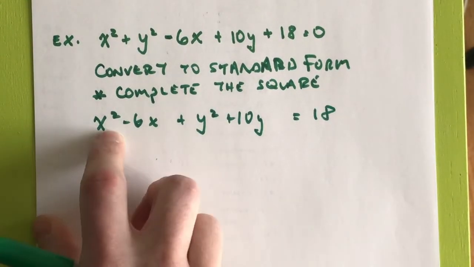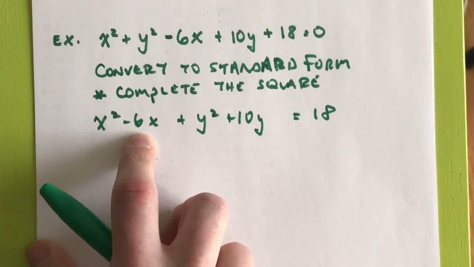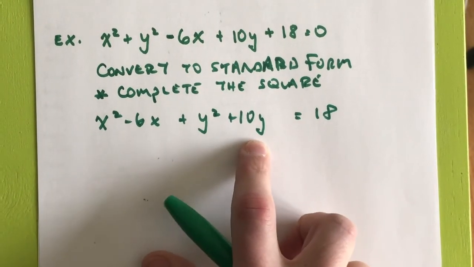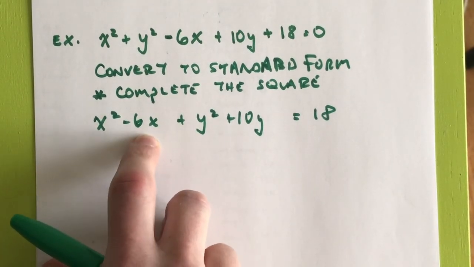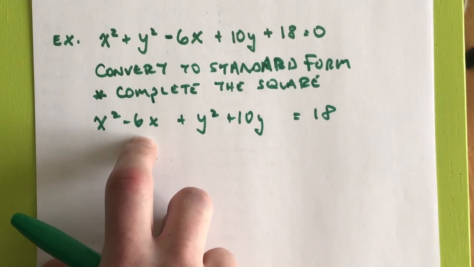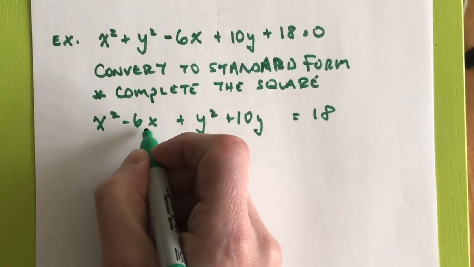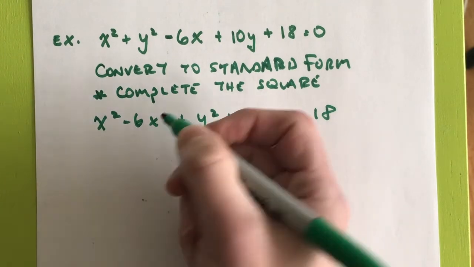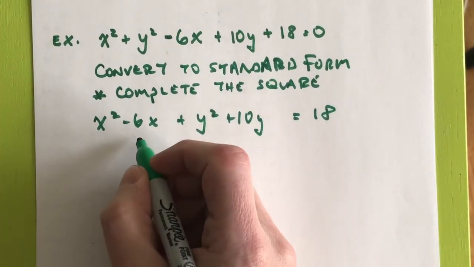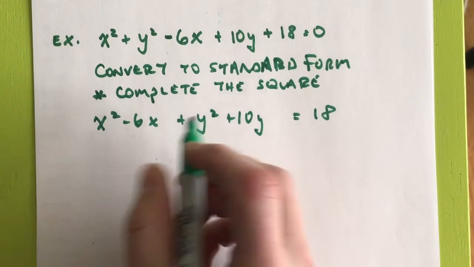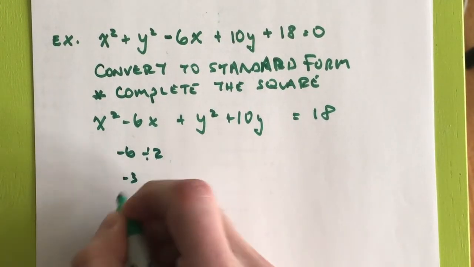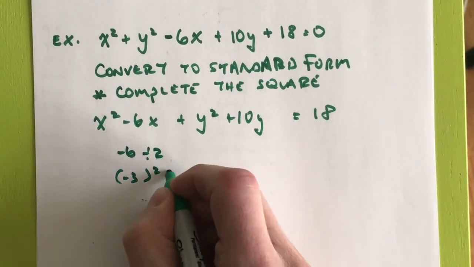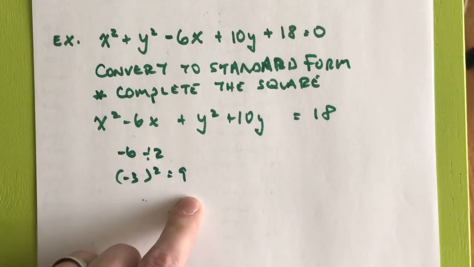Now, completing a square, I need to turn this into a perfect square binomial. I need to turn this into a perfect square binomial. Now, thinking x squared minus 6x, what can we add to this so that this becomes a perfect square? That was our take the b value, -6, divide in half, gets us -3, square that value. So I've got -6 divided in half gets us -3. I'm going to square that. That gets us 9. So I'm going to add and subtract 9.